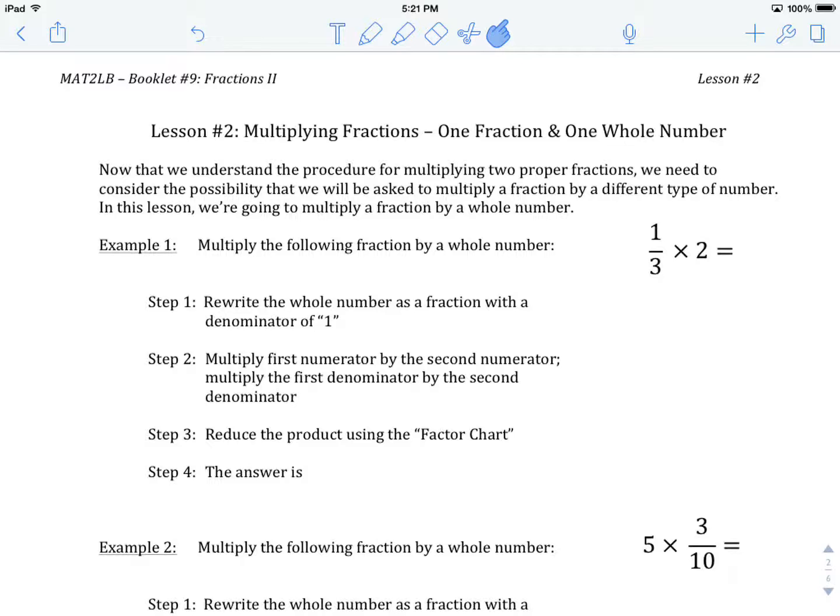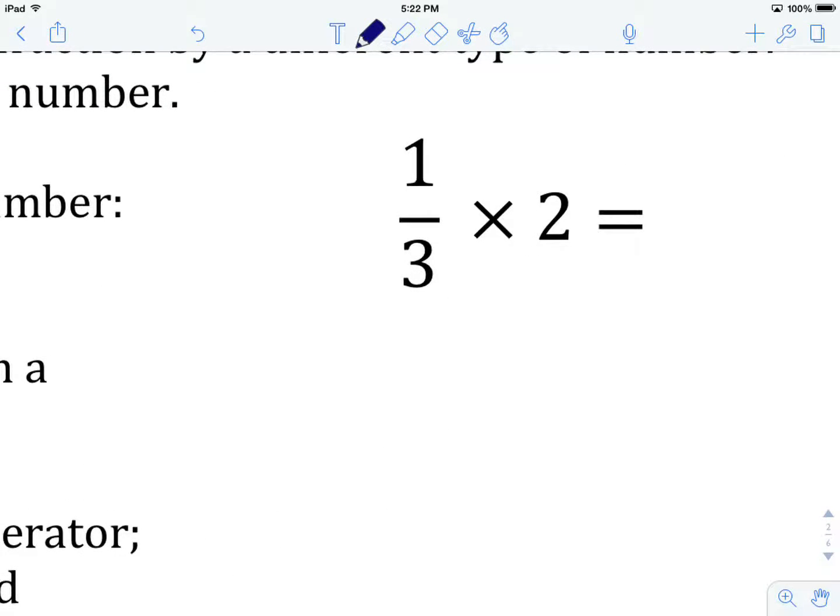So let's jump right into example number 1. Example number 1 says, multiply the following fraction by a whole number: 1/3 times 2. Now, this whole lesson hinges on recognizing that the whole number 2 can actually be written in a fairly straightforward fashion as a fraction. We take our whole number and we write it as a number over 1. This is another way of writing a whole number, this time so it looks like a fraction.